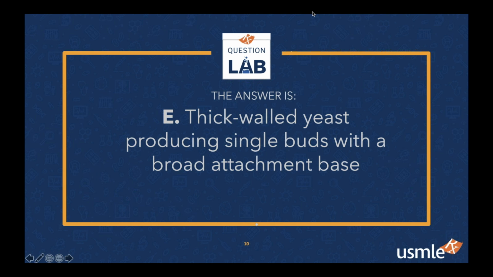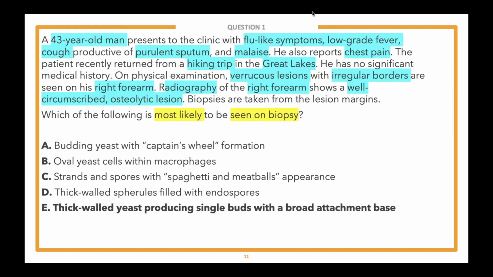Thank you, Sean. Great job, guys. Definitely a nice micro question here. Hopefully you got the clue that this was some sort of fungal infection. So what do we have? We have a patient with some sort of pulmonary infection. He's coughing up purulent sputum, also having maybe some pleuritic chest pain. They further give us some nice information that he's got verrucous lesions on the forearm and lytic bone lesions. We also know that he's been to the Great Lakes.